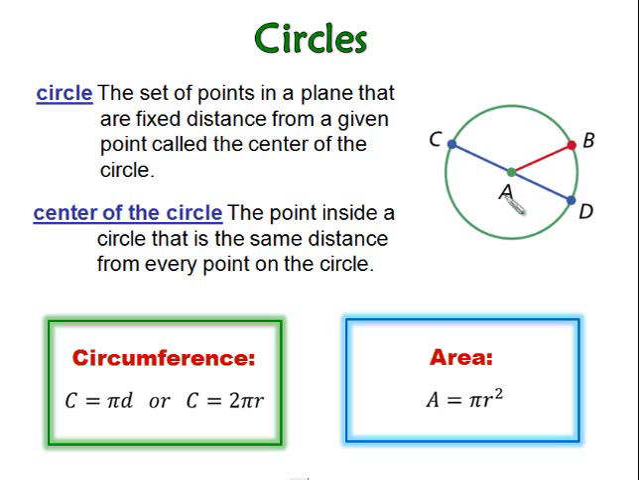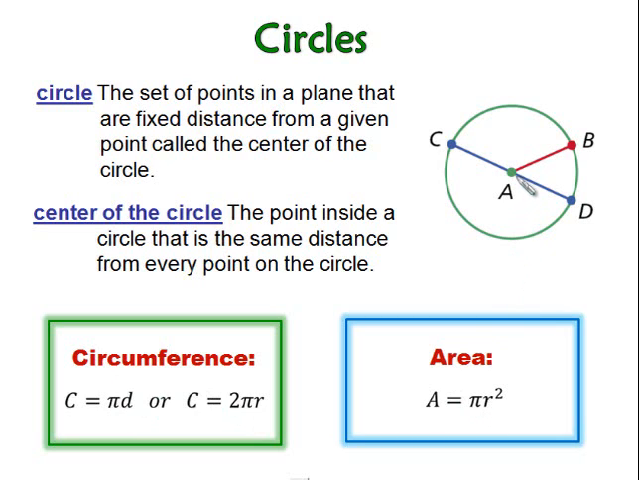The center of the circle is the point inside of the circle, the point that is equidistant from all these points. Let's go ahead and cover the equations for circumference and area. For circumference, there are two equations you can use. You can take the diameter and multiply it by pi, or you can take 2 times the radius and multiply it by pi. The area of the circle is equal to pi r squared.